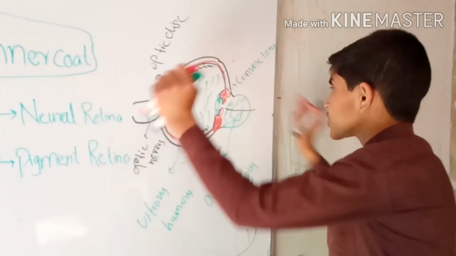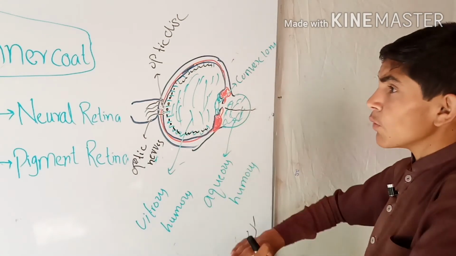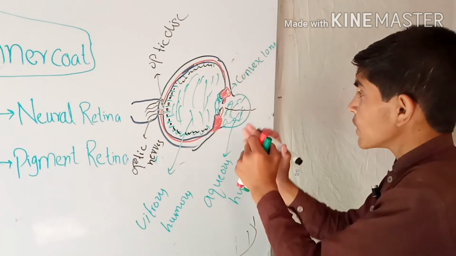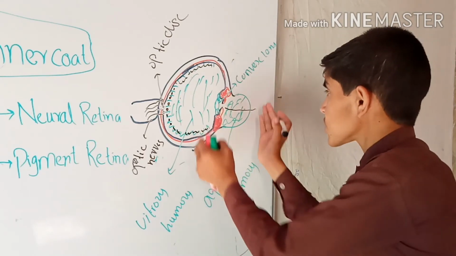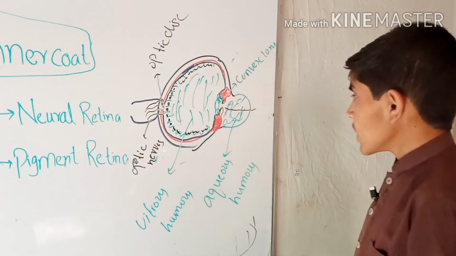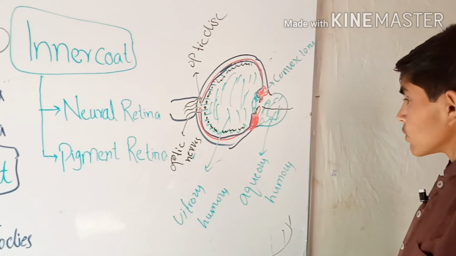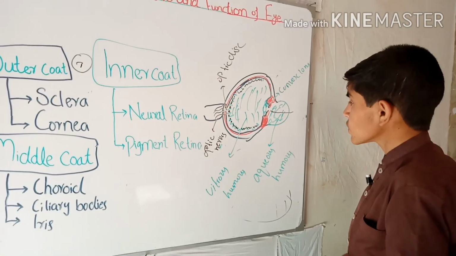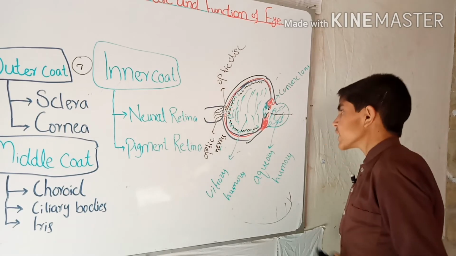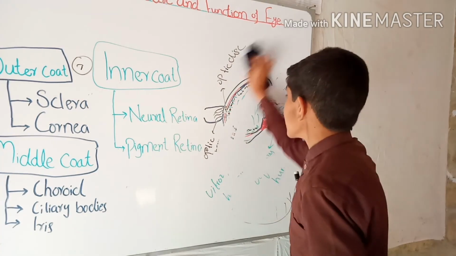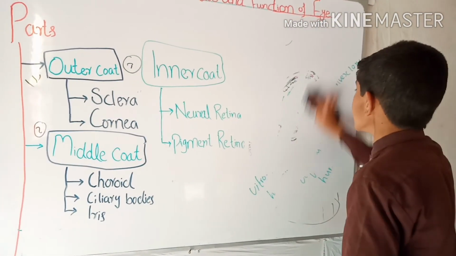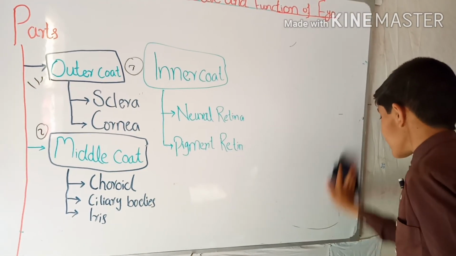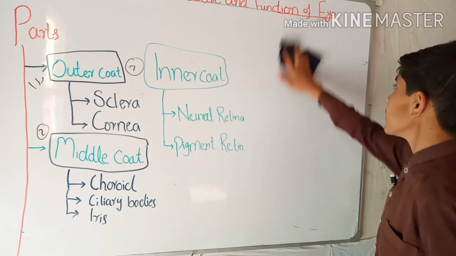So this was the structure of the eyeball. We studied the eye wall of the eyeball and the internal structure of the eyeball. And now we want to focus our study on the rod and cones. So actually rod and cones are the cells which are present in the neural part of the retina.